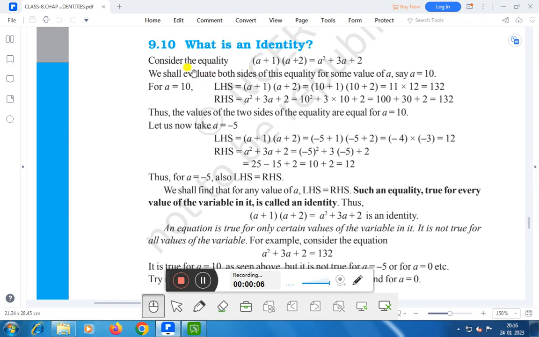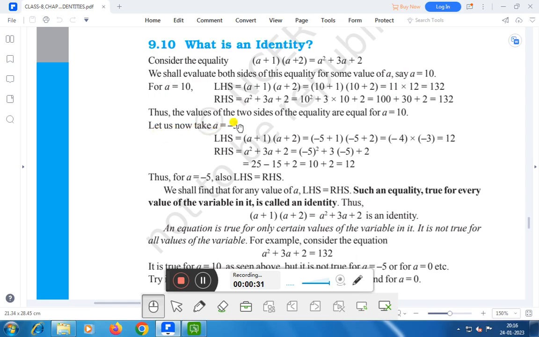What is an identity? Consider the equality (a + 1)(a + 2). If we multiply, we will get a² + 3a + 2. We shall evaluate both sides of this equality for some values of a, say a = 10. For a = 10, the left hand side is 132 and the right hand side is also 132. Thus the values of the two sides of the equality are equal for a = 10.